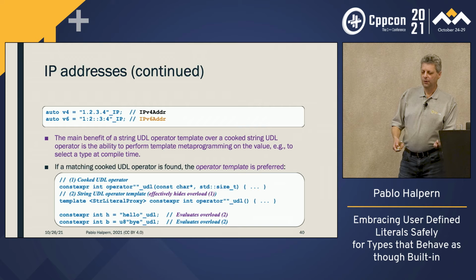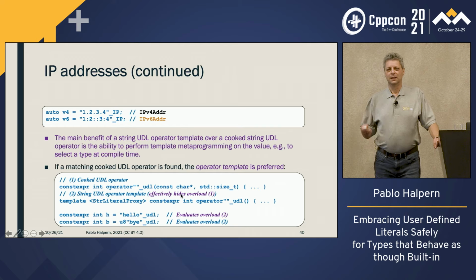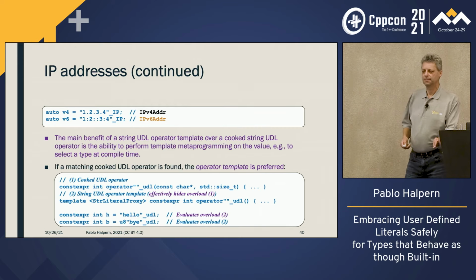The rule here for when there's a potential ambiguity between a cooked operator and the template is the reverse. And I was surprised. I think about a week and a half ago, I didn't actually know this. It's the reverse of what it was for the numeric UDL operator templates. The template is preferred over the cooked UDL. Don't know why, but that's the way it is.